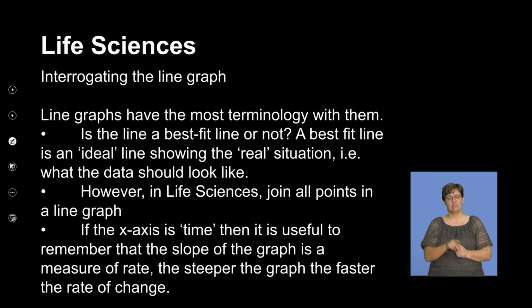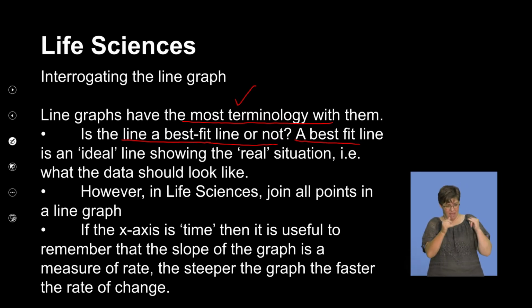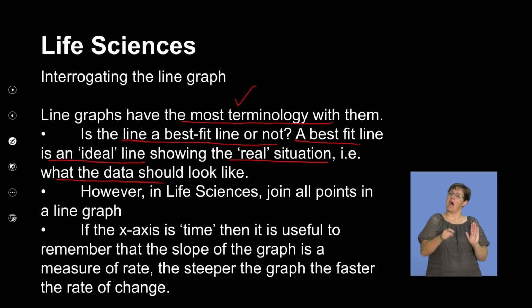Okay, so it's also important for us to be able to look at line graphs and the terminology that is important. So we're looking at what are the terms that we use when interpreting graphs. There are some terms that we often use, for example, as I mentioned earlier on, correlation, directly proportionate, inversely proportionate. These are terms that we often use when we interpret graphs. So the questions that you've got to look at: is the line a best fit line or not? And essentially we've got to understand what the term best fit means, and is it an ideal line showing the real situation? Namely, what should the data look like?